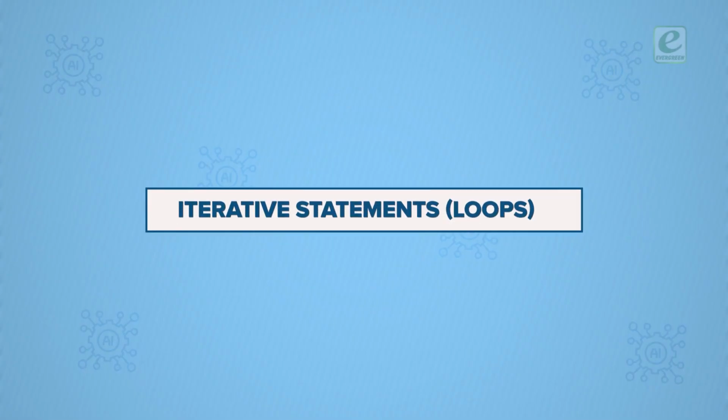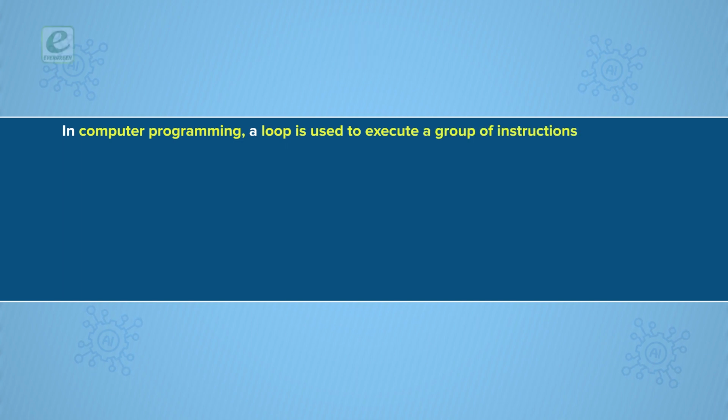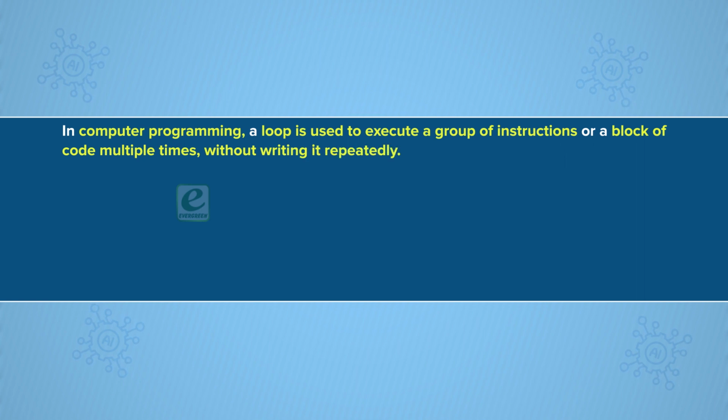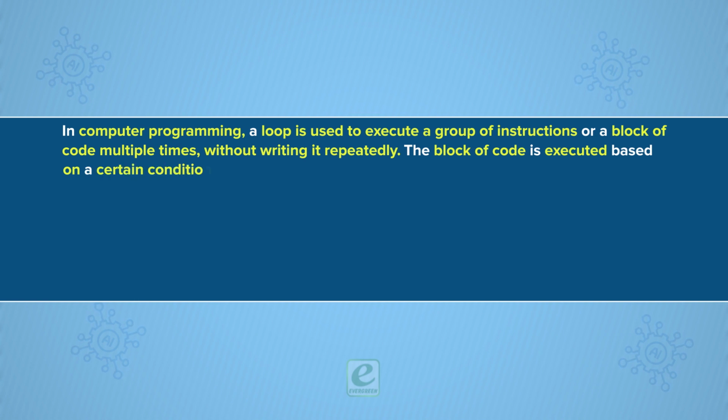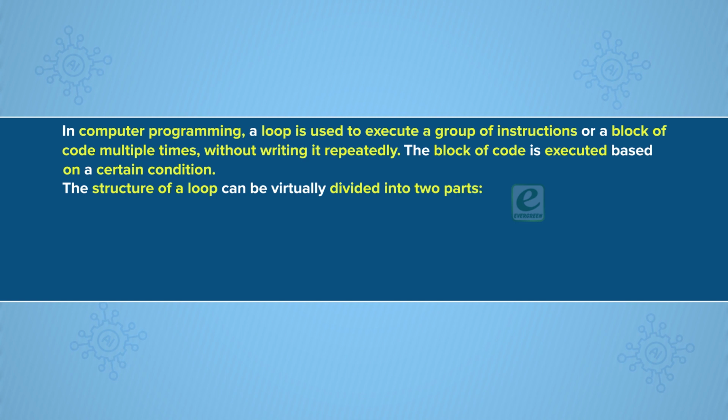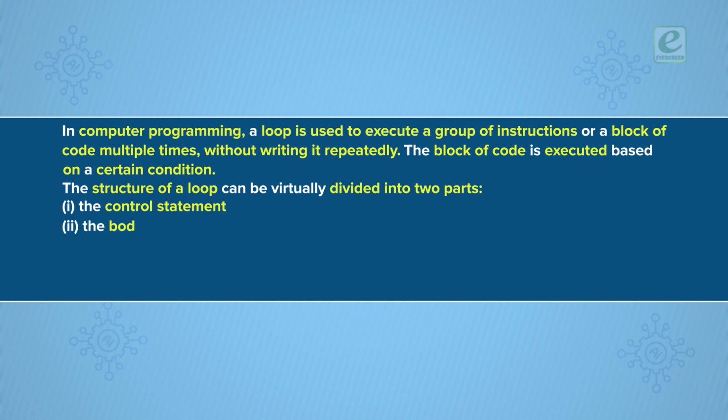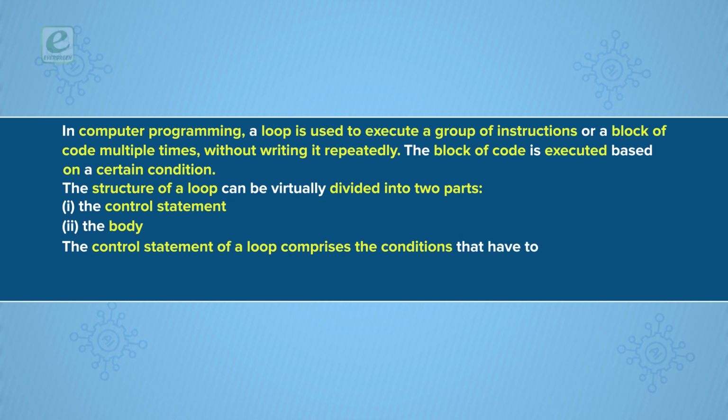Iterative statements, loops. In computer programming, a loop is used to execute a group of instructions or a block of code multiple times without writing it repeatedly. The block of code is executed based on a certain condition. The structure of a loop can be virtually divided into two parts: 1. The control statement. 2. The body. The control statement of a loop comprises the conditions that have to be met for the execution of the body of the loop.